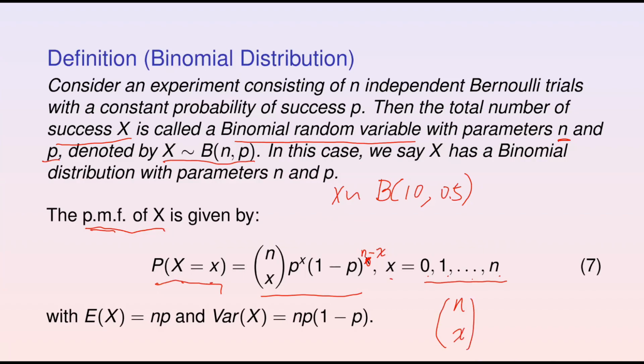N choose x. That's the number of what? The number of combinations, if we select n objects chosen x at a time without recording the order. Order doesn't matter, right? The number of combinations. It is what?